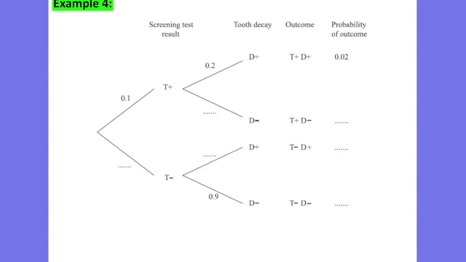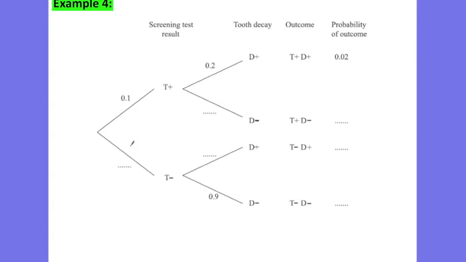Example number 4. Reading through the information provided in this example helps us complete our tree diagram. To start with, we're told that in a screening test, a saliva sample is taken and tested for bacteria. The result of a screening test can be either positive, this one here, or negative. The probability of a person showing a positive result is 0.1. We're then asked to calculate the probability the person chosen at random will show a negative.